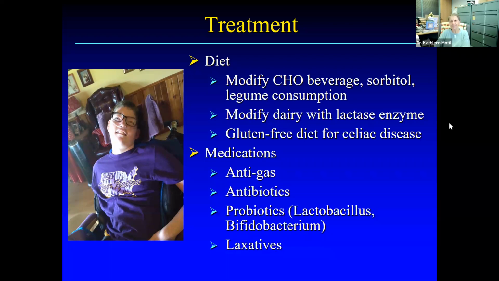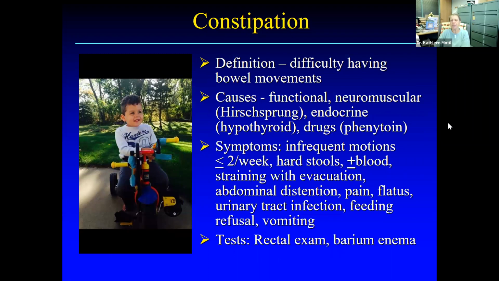Next slide, please. And then last but not least, constipation is difficulty having bowel movements. And as I said, this is one of the biggest problems that we deal with. The causes are most often functional. They can be neuromuscular, and certainly my children with neurological disorders fall into this category. Some of my kids who have thyroid problems or endocrine problems can have issues with constipation. And certain drugs, particularly phenytoin from the seizure category, will add to the problem of constipation.